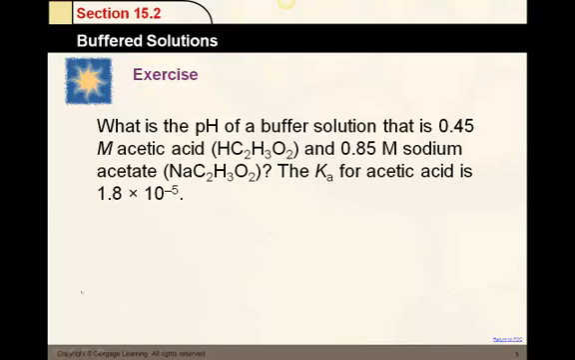What is the pH of a buffer solution that is 0.45 molar acetic acid and 0.85 molar sodium acetate? You notice sodium acetate has an ion in common with this particular acid. And the Ka for acetic acid is 1.8 times 10 to the negative 5. All right, so how are we going to do this? And I guess this is one I am going to solve.